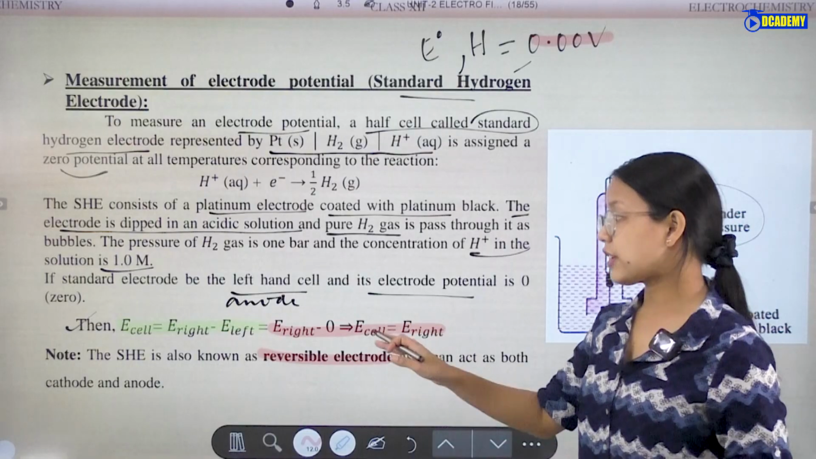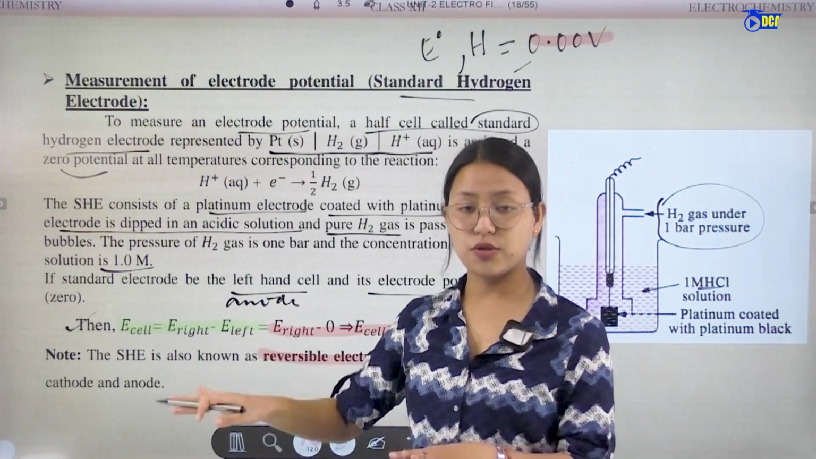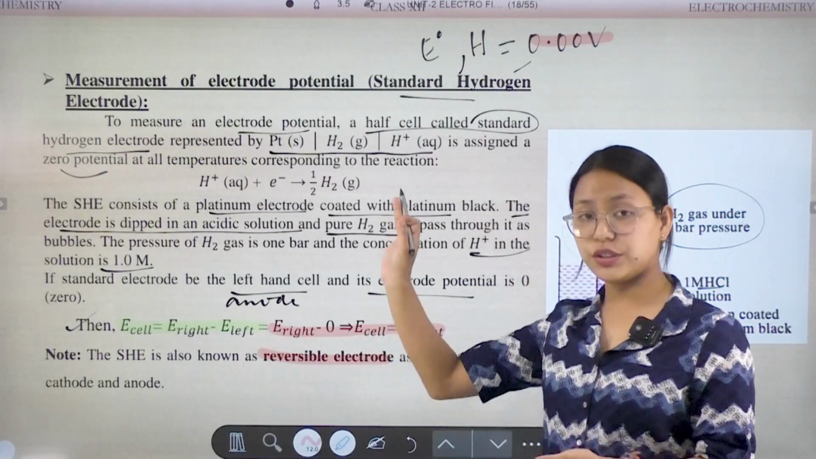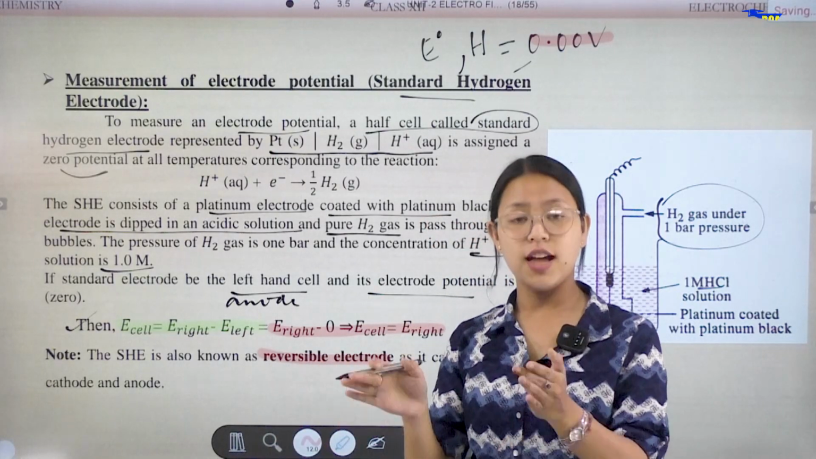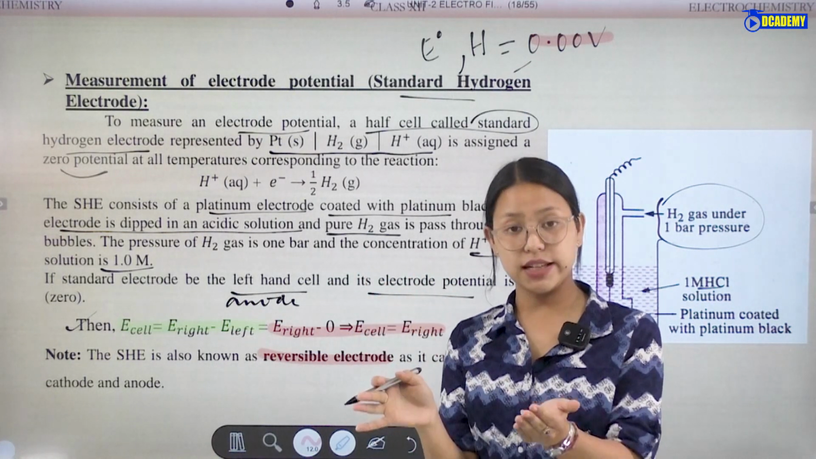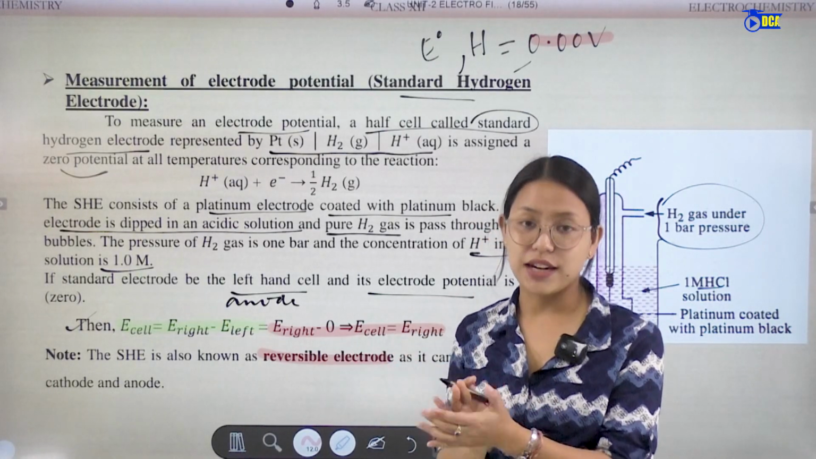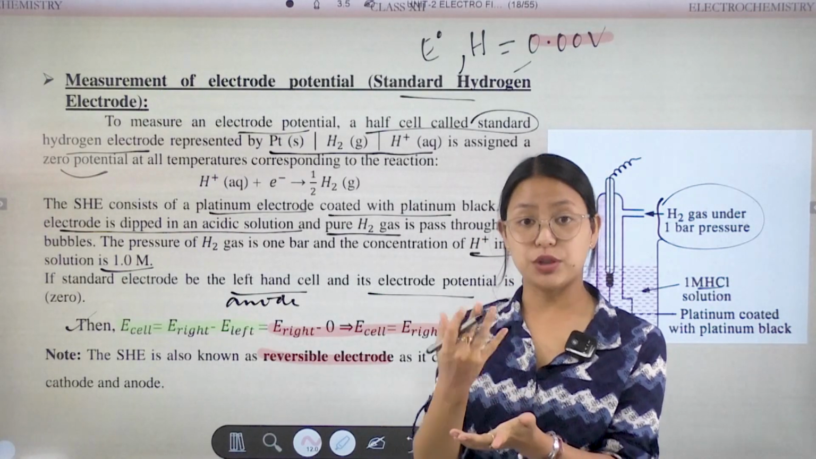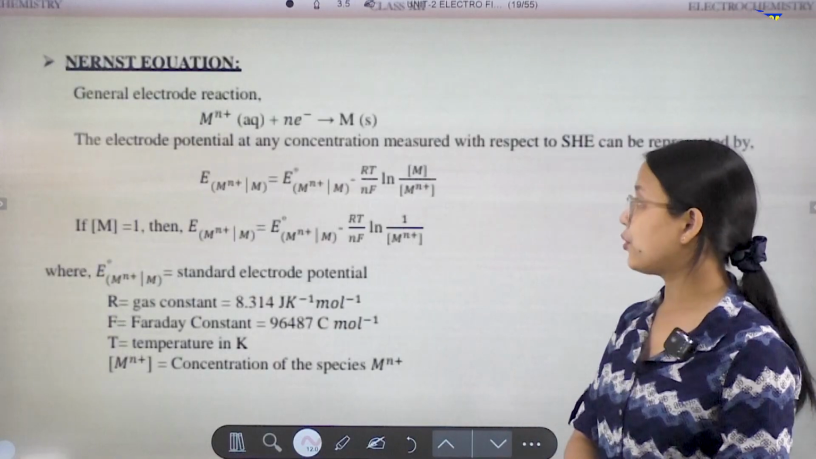For example, if we take E right as the standard hydrogen electrode, then E right is 0, and E cell is given by E left. According to this, the electrode potential of any electrode can be measured by using the standard hydrogen electrode, whose value is 0. We can calculate or obtain the electrode potential of another electrode, and the cell potential can be calculated. So this is the application of the standard hydrogen electrode, and again, let's go to another slide.